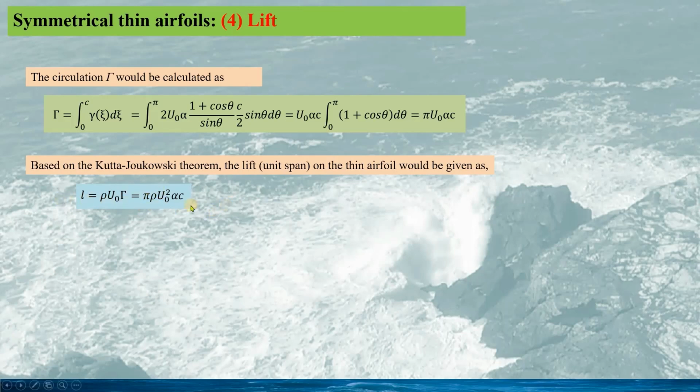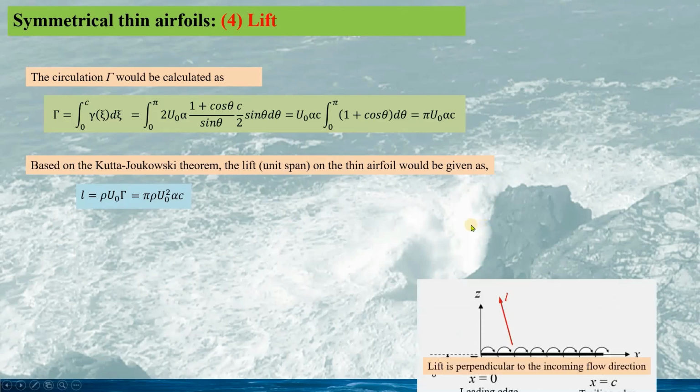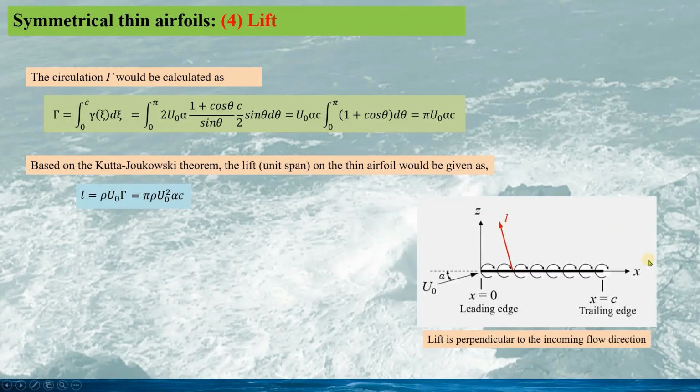This is the lift per unit span. If we plot the lift, it would be something like this. Here, we must note the lift is perpendicular to the incoming flow, not to the chord of the airfoil. And the lift coefficient would be given as this. And the result is in a very simple form, 2 pi times alpha. Here, alpha is the angle of attack in radians.